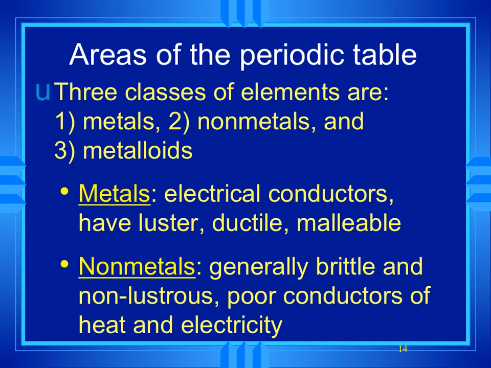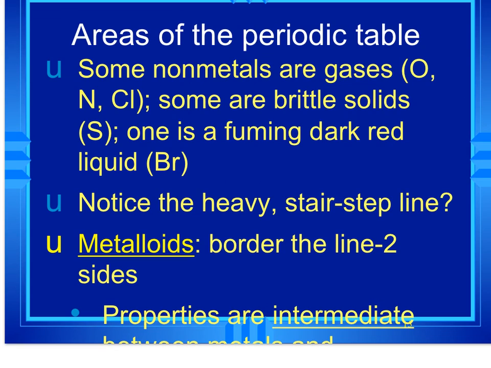Nonmetals are generally brittle and non-lustrous. They're poor conductors of heat and electricity. So notice that they're just opposites of metals. And finally, we have metalloids. You should hopefully notice a heavy stair-step like dark black line on your periodic table. Normally we'll find metals on the left-hand side of that and nonmetals on the right-hand side of that, but metalloids border this line, so you'll find them on both sides. Metalloids have properties that are intermediate between metals and nonmetals. So they have some properties of metals, but they also have some properties of nonmetals.